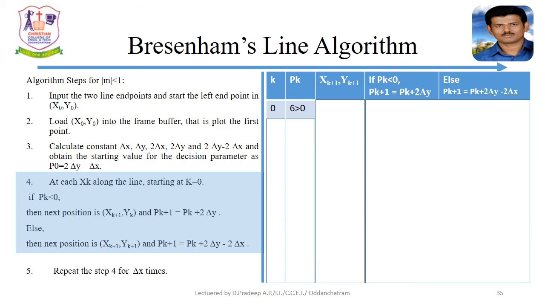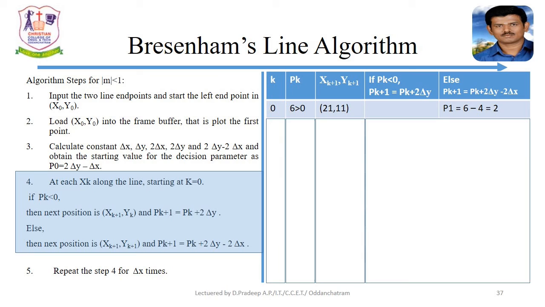Here the p naught is 6, so it is greater than 0, so we have to choose the else part. So the current pixel is 20 comma 10, so the x surely goes to the next position 21, and the y position also moves forward, so the next position is 21 comma 11, and the next decision parameter pk plus 1, that is p1, equal to 2.